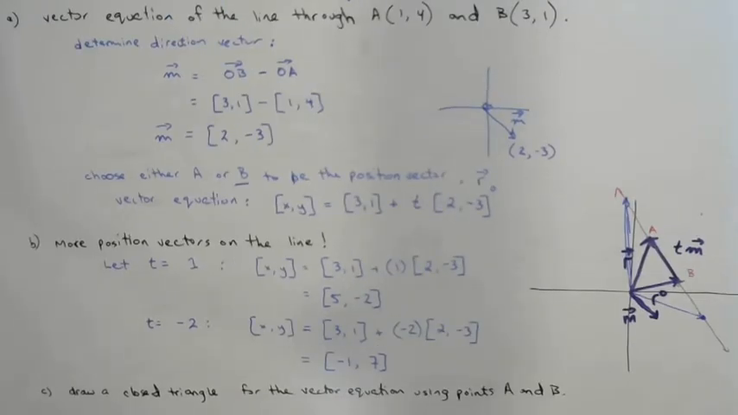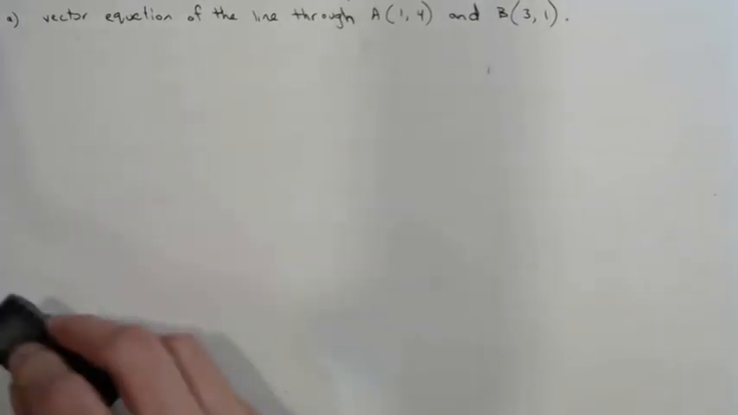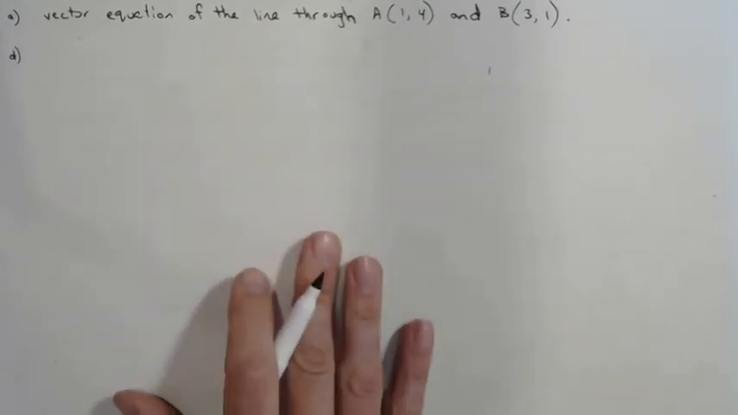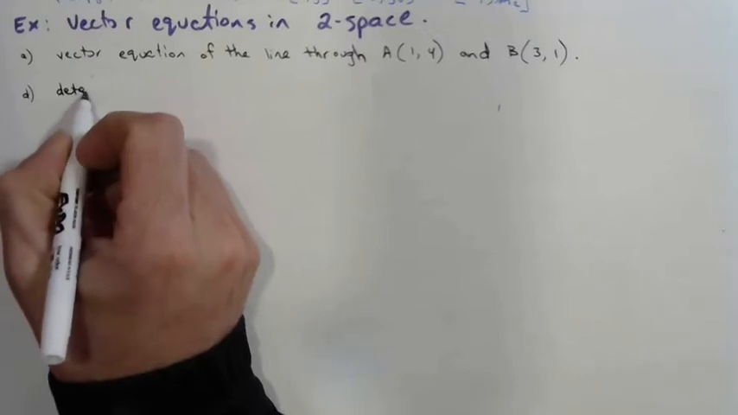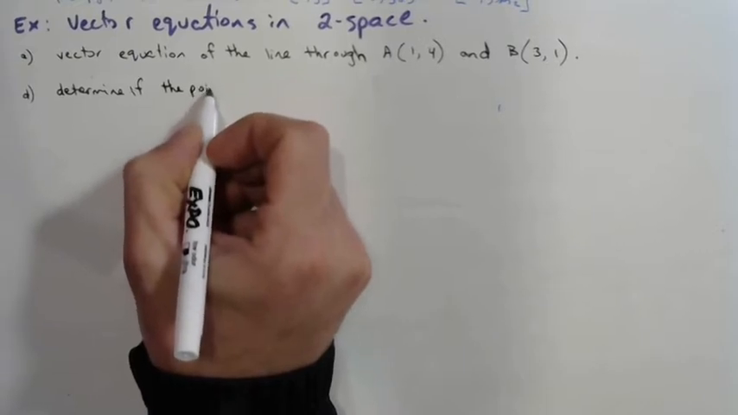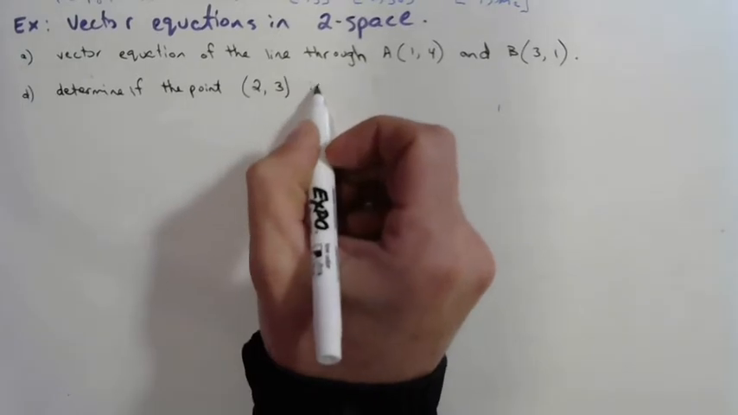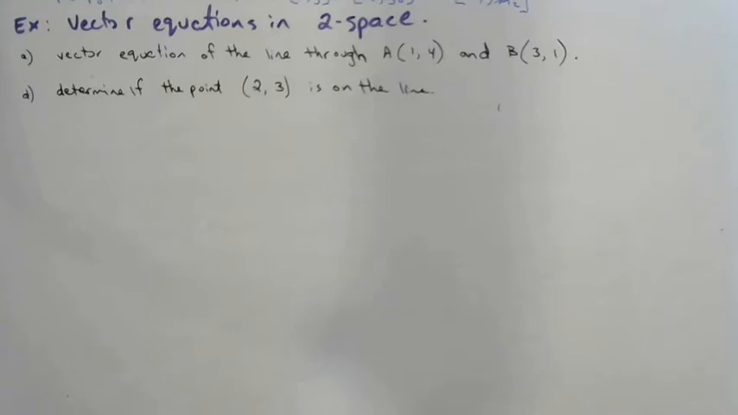I'm going to clear my board to make space for example 1D. So we're using this equation that we've determined one more time, and D says determine if the point 2, 3 is on the line. Okay, so we're just determining if this line actually goes through the point 2, 3.